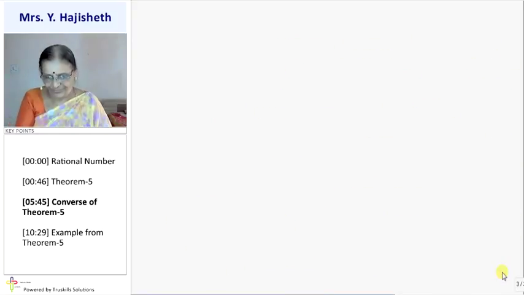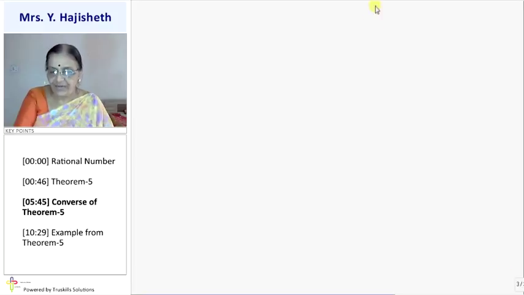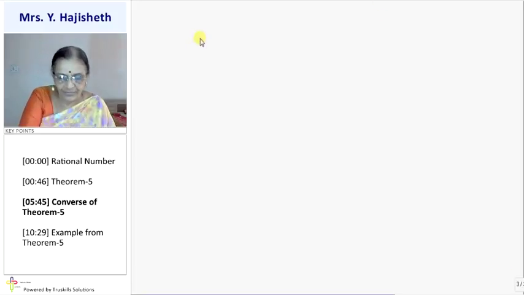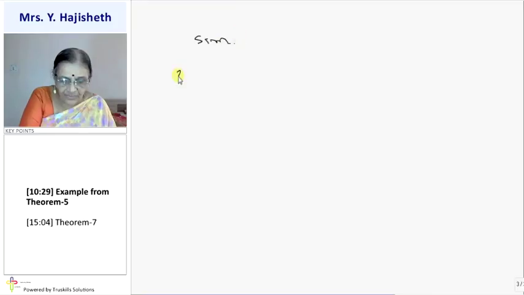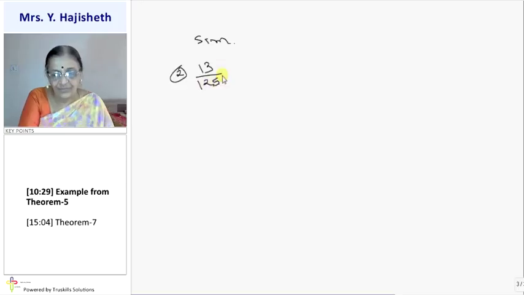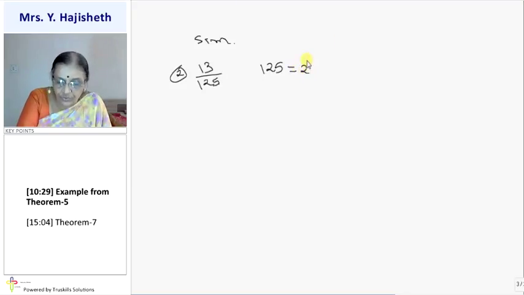Now, similarly, now I am giving you some extra sum. Suppose you are given 13 by 125. You express them. पहले you check करोगे, is it terminating or not. Check करने के लिए I should get 125 in a form of 2 raised to m into 5 raised to n. So it is 2 raised to 0 into 5 raised to 3. Yes. Implies 13 by 125 is terminating by theorem, okay?